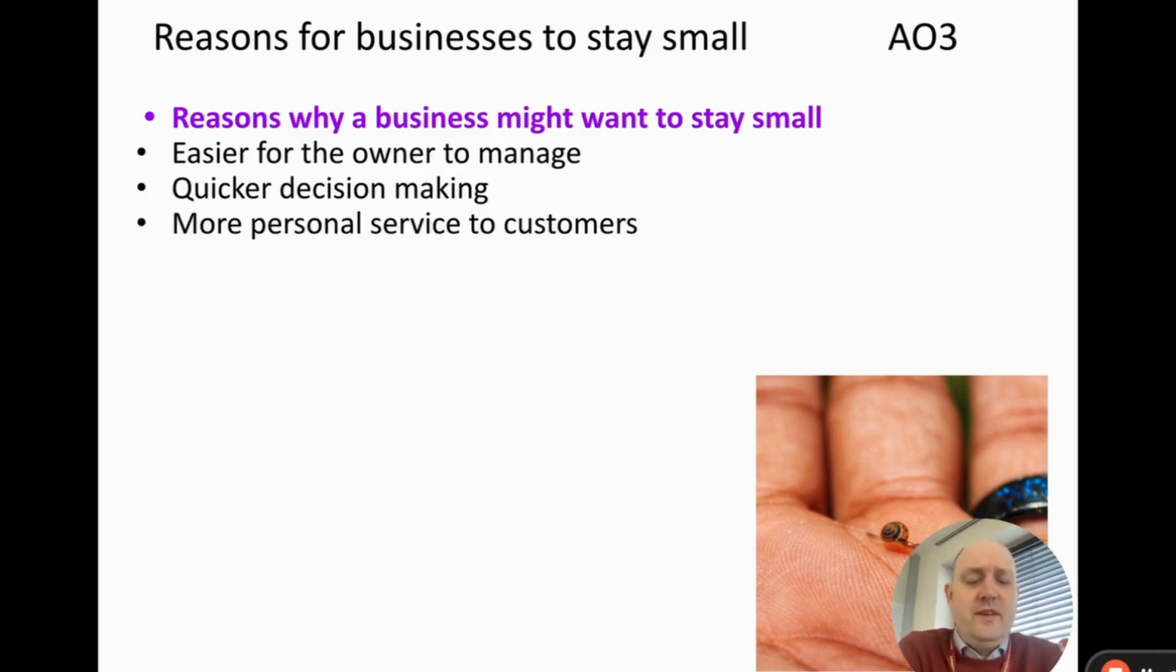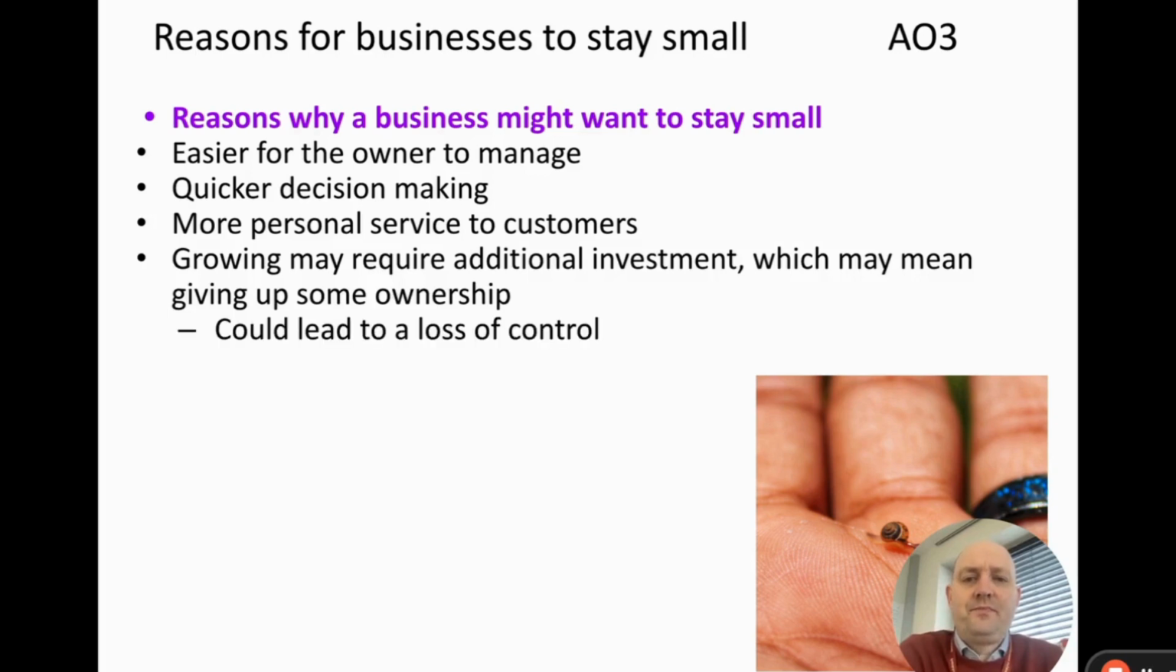You should, in theory, be able to give more personal service to customers. So again, the smaller the business, the less customers you're going to have in theory. So hopefully you should be able to give each of those customers more personal service.